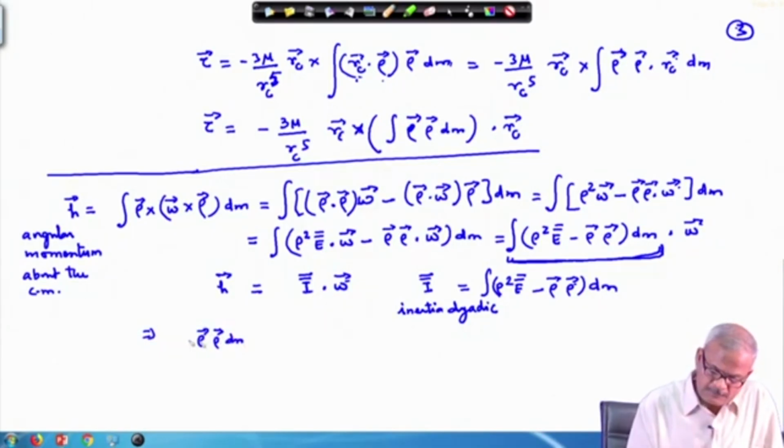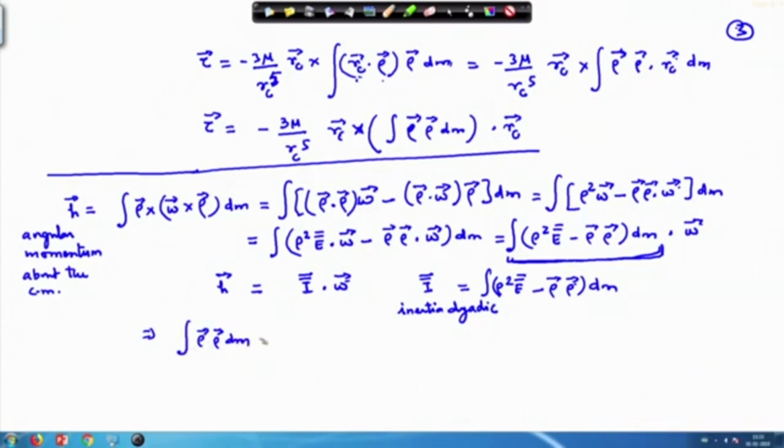rho rho d m, this quantity will be equal to rho square E double bar d m minus I double bar, and this can be written as rho square d m, and E double bar can be taken outside, because E double bar is related to the reference frame, it is a dyadic, and it is the unit dyadic.